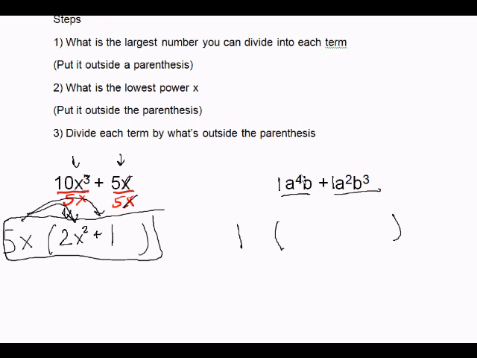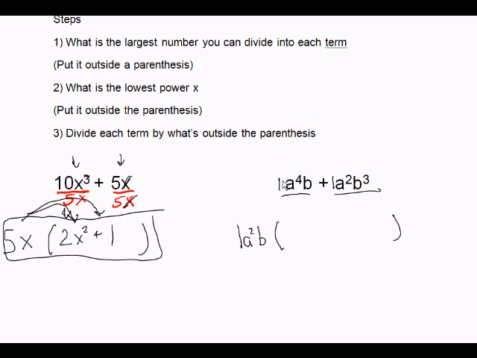Step 2, what is the lowest power x? Well, instead of x's, we have a's. So I have a to the 4th power and a to the 2nd power. The lowest power a is a to the 2nd power. Now, since we have more letters, we have to say this again. What is the lowest power b? I have b to the 1 power and b to the 3 power. So the lowest power b is just b to the 1 power.